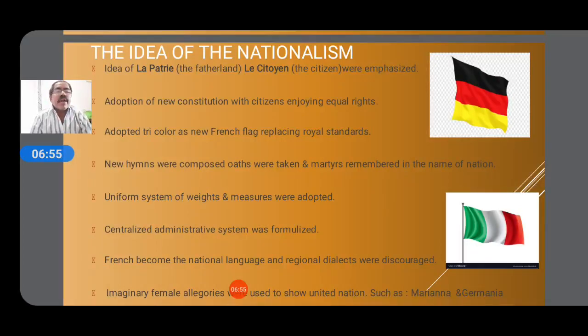A uniform system of weights and measures was adopted. A centralized administrative system was formalized. French became the national language and regional dialects were discouraged. Imaginary female allegories were used to show united nations, such as Marianne in France and Germania in Germany.